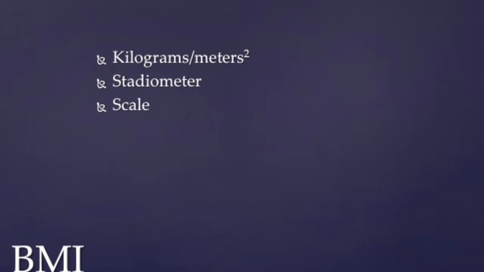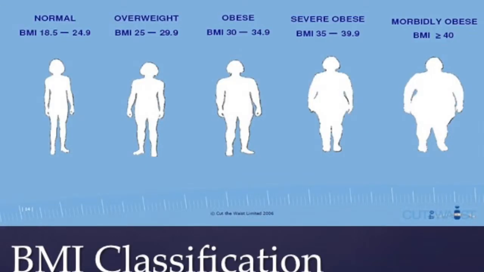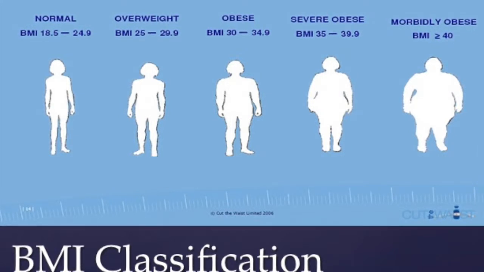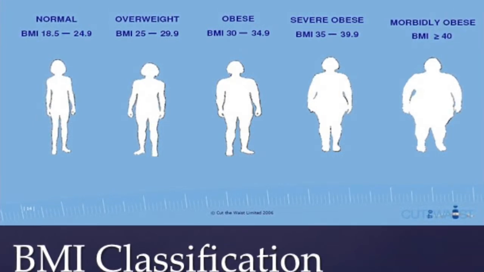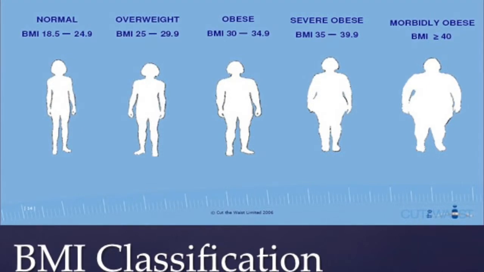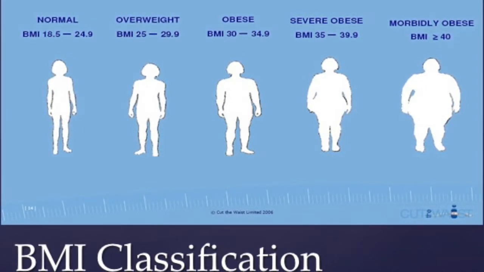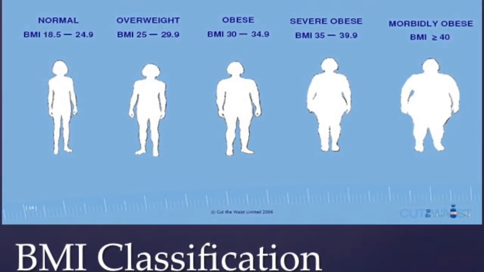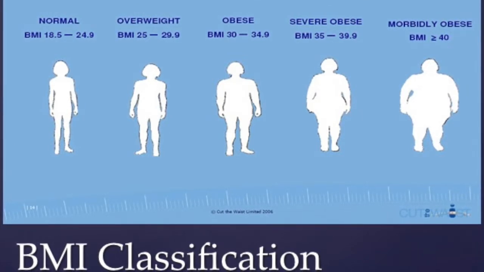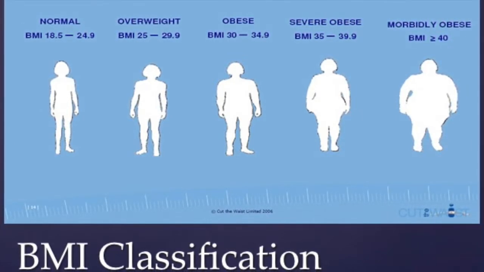But technically, they're not really overweight or obese for the simple fact they're just muscular. Now, does anyone know the BMI classifications? Raise your hand. BMI classifications include normal, overweight, obese, severely obese, and morbidly obese. The normal range is from 18.5 to 24.9. I personally believe if you're below 18.5, you should probably start eating more.